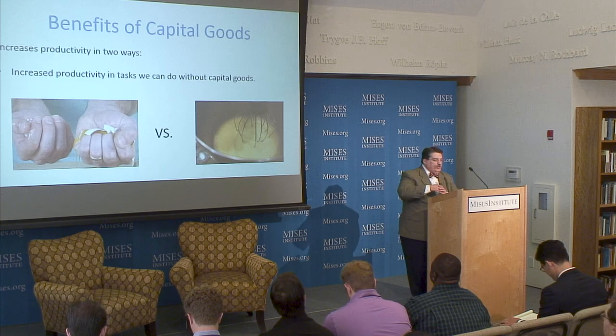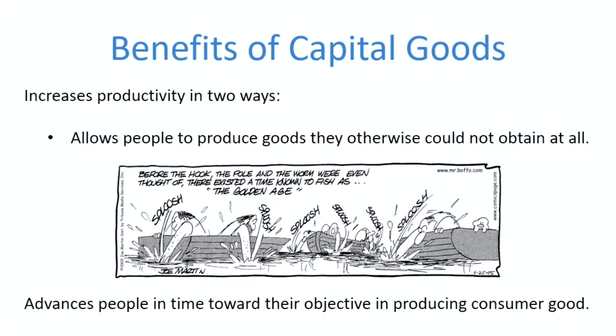So a mixer makes it much quicker and easier to get the job done. And so there are a number of things that we could do without capital goods, but if we have capital goods, we're a whole lot more productive. Secondly, however, it's important to note that it allows people to produce goods they otherwise could not obtain at all, right? There's a whole host of goods, like these glasses. I could not have these glasses if it wasn't for capital goods, because you can't make these glasses out of just land and labor. You can't. You need tools. You need capital goods.